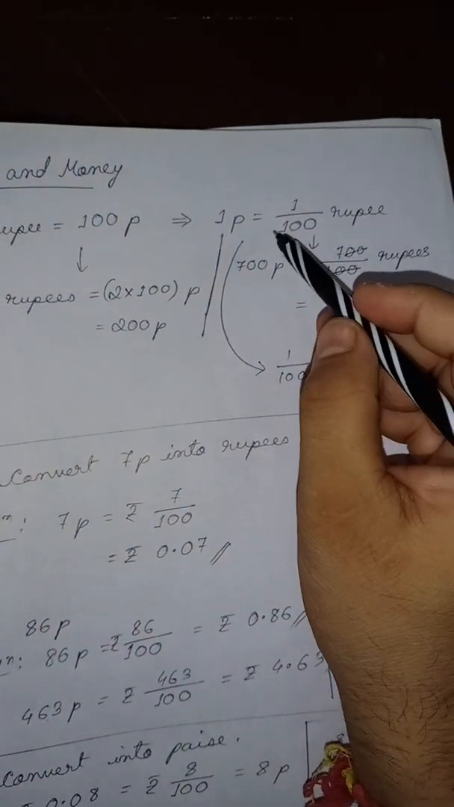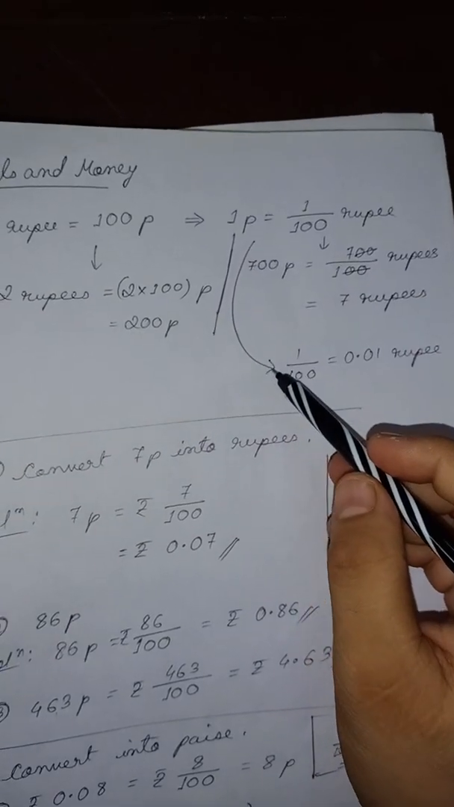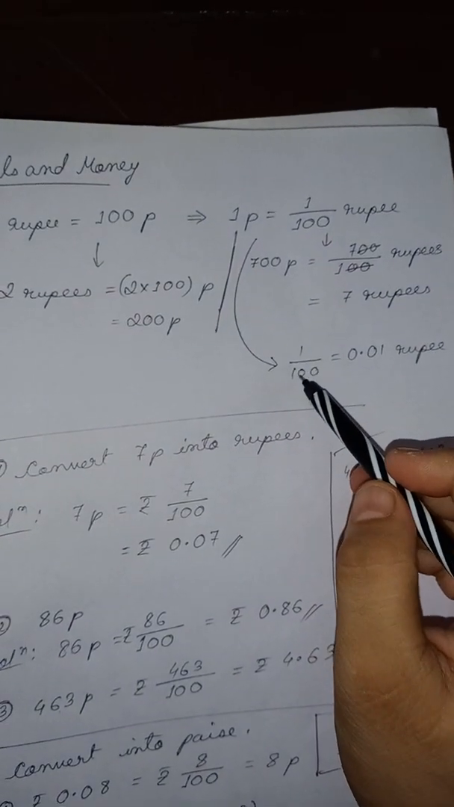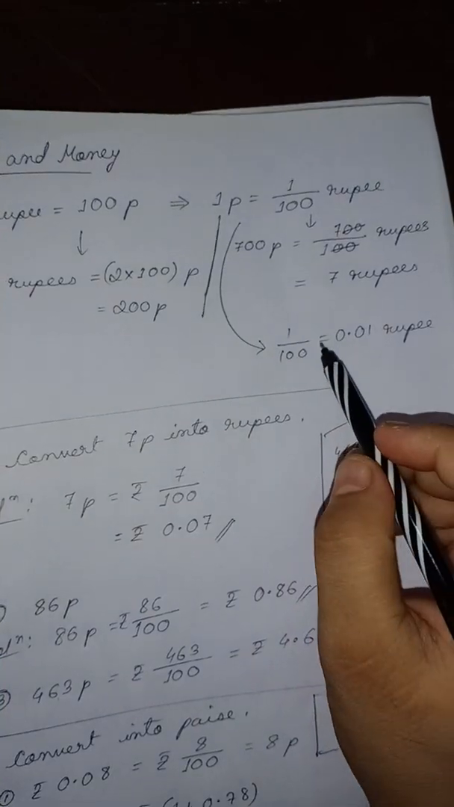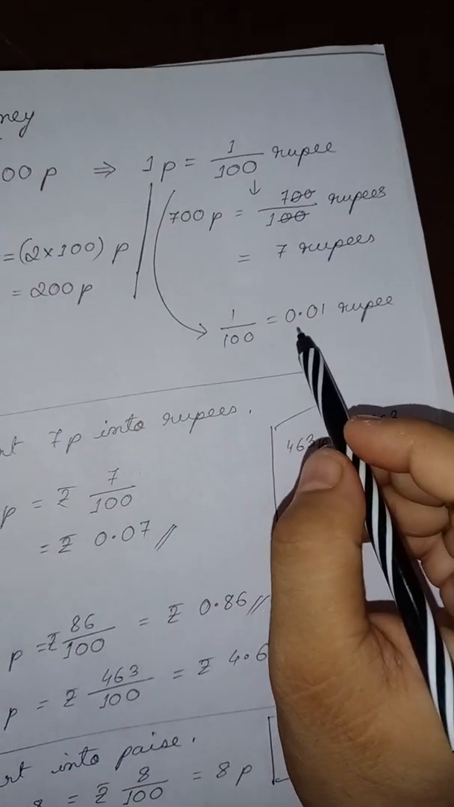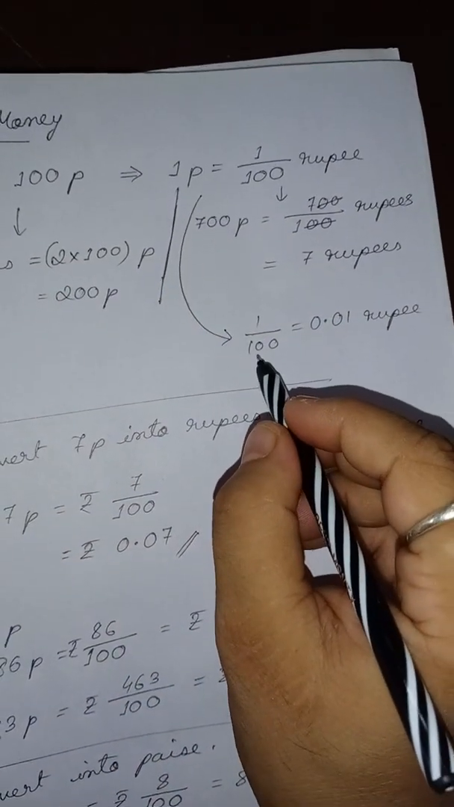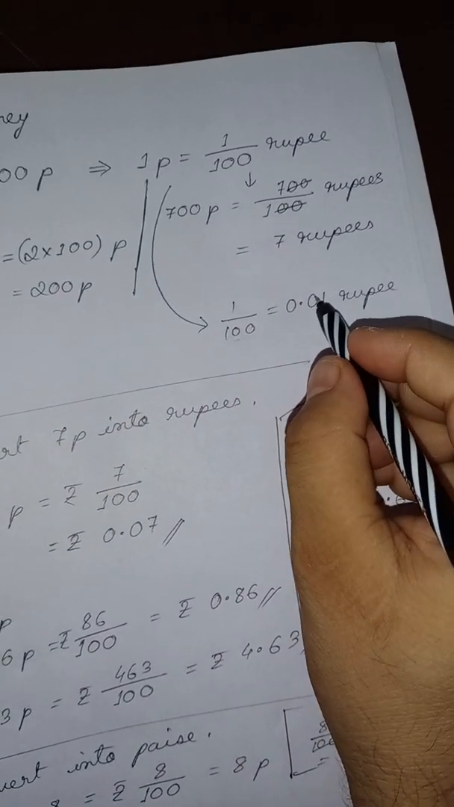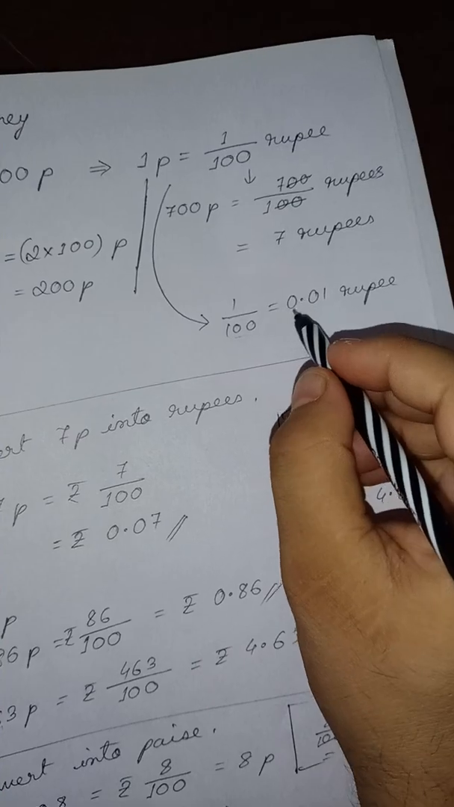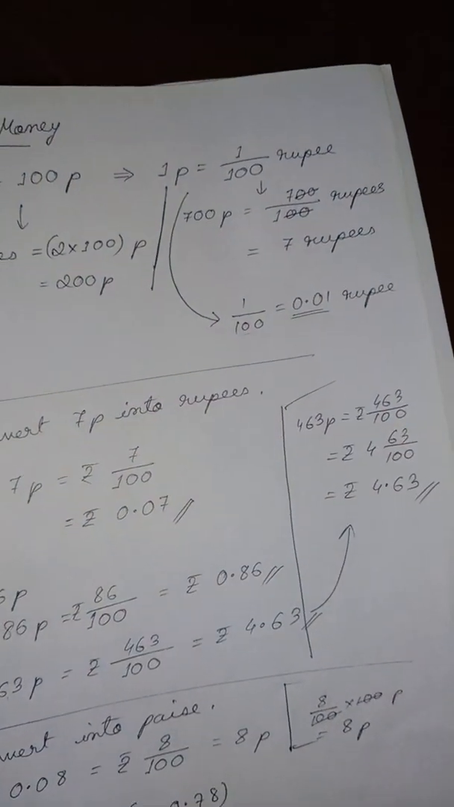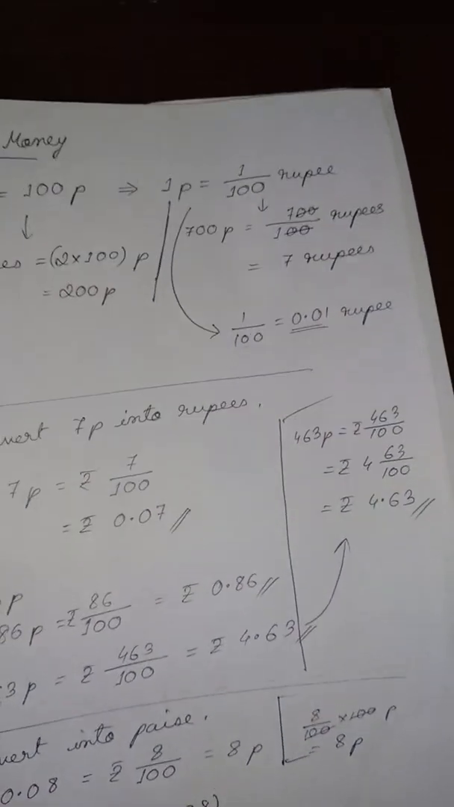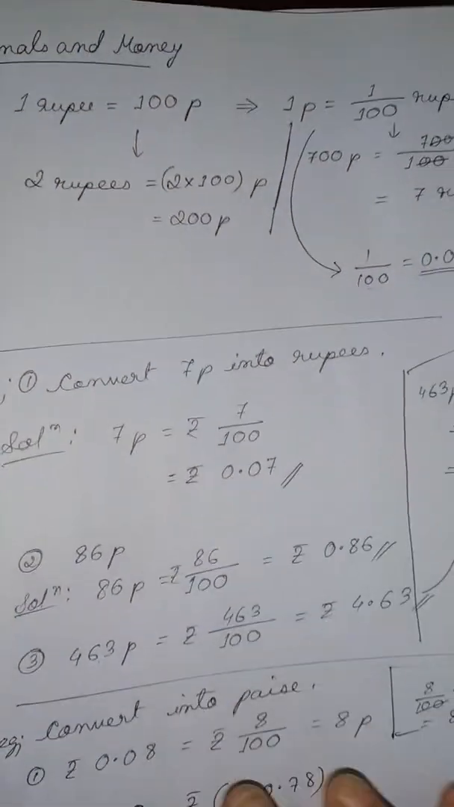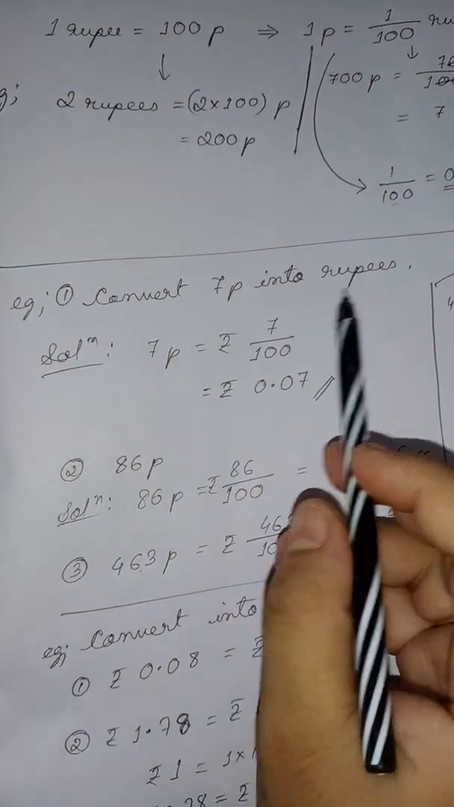Now let me see this in decimal form. If I take 1 paisa, 1 paisa means 1 by 100, which is equal to 0.01. We have already learned this because 2 zeros are there. So I put 1, I need one more place, so 0.01 rupees. So that means any paisa, when you convert to rupees, say I am giving an example here, convert 7 paisa into rupees.